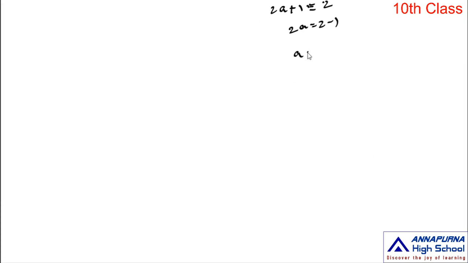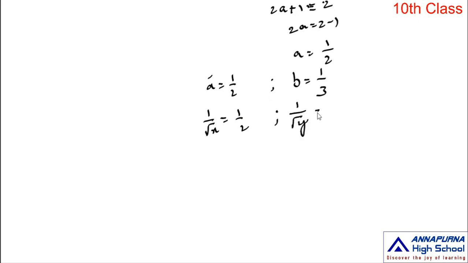A is equal to 1 by 2. Okay, so here the solution of the two linear equations is a is equal to 1 by 2 and b is equal to 1 by 3. But a means it is equal to 1 by root x is equal to 1 by 2 and b is equal to 1 by root y is equal to 1 by 3.